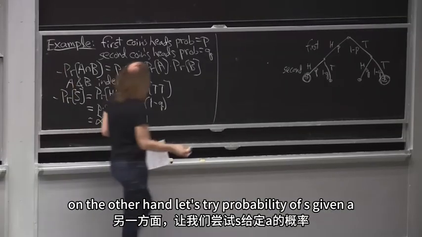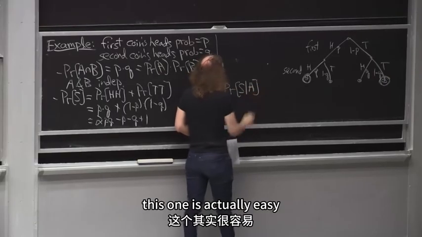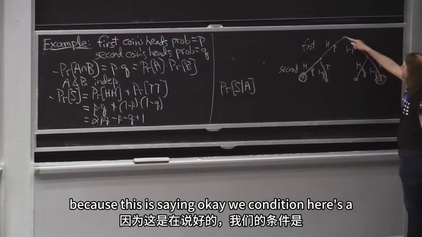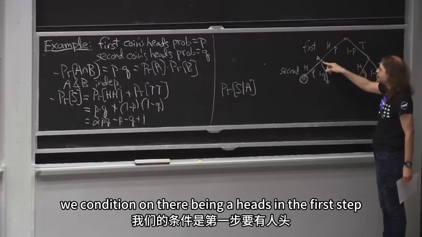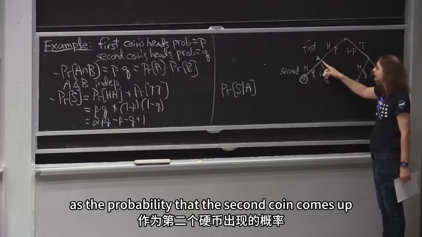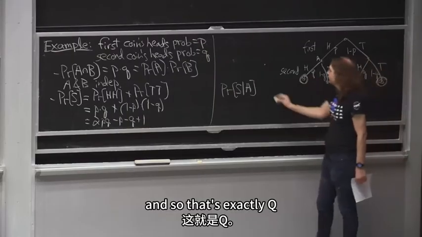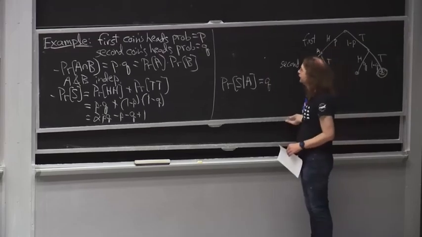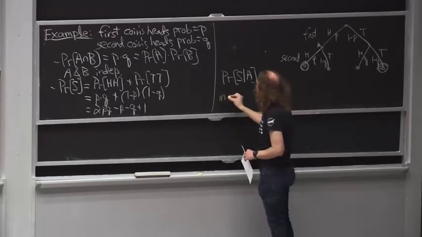OK. On the other hand, let's try probability of S given A. This one is actually easy, because this is saying, OK, we condition on A: there being a heads in the first step. What's the probability that the coins are the same? Well, that's the same as the probability that the second coin comes up heads as well. And so that's exactly Q. So these things are going to be independent.